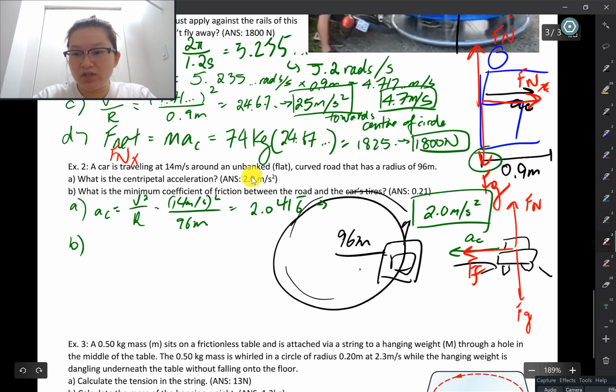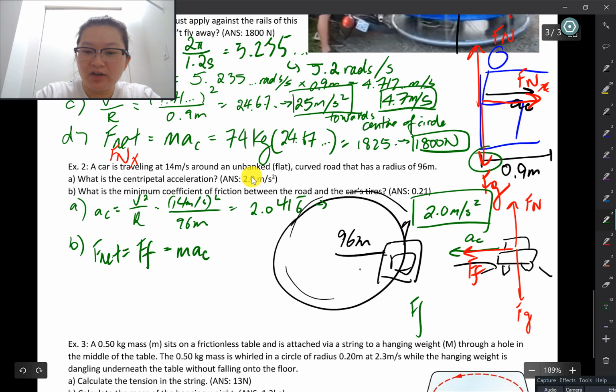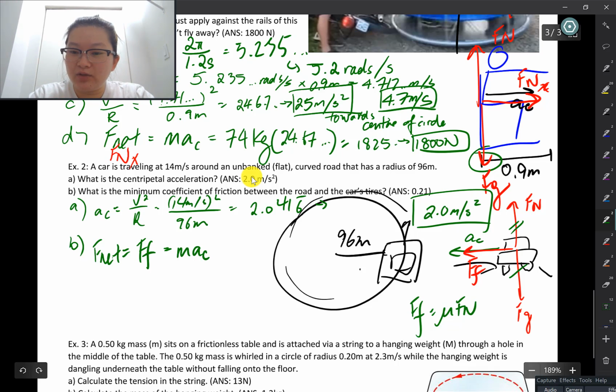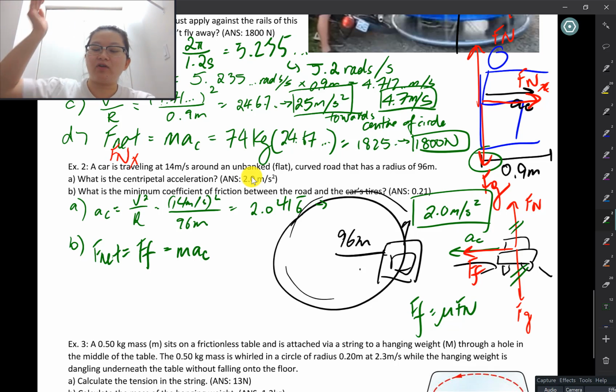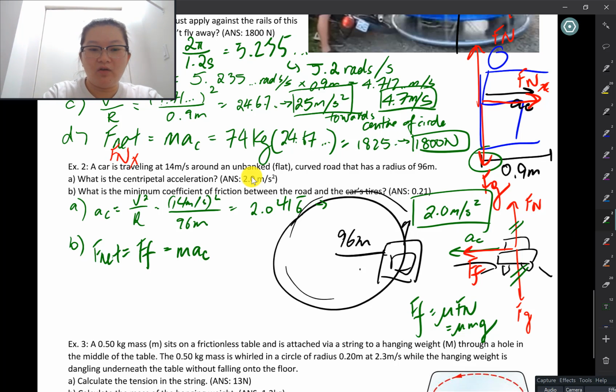So if we write the F net equation, F net towards the center of the circle is equal to our friction force, and that is mass times acceleration, in which acceleration is the centripetal acceleration. We also know that the force of friction is mu times Fn, and this is where we get to use Fn from our diagram. We also know Fn is equal to Fg in this case, since there are no other vertical forces acting on the car, and there is no vertical acceleration. So in this case, this is mu mg of the car. Then we will substitute the force of friction over here.